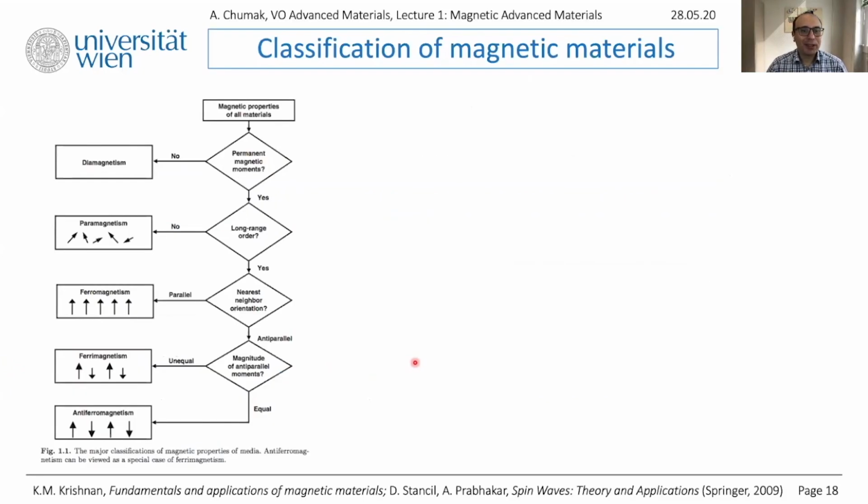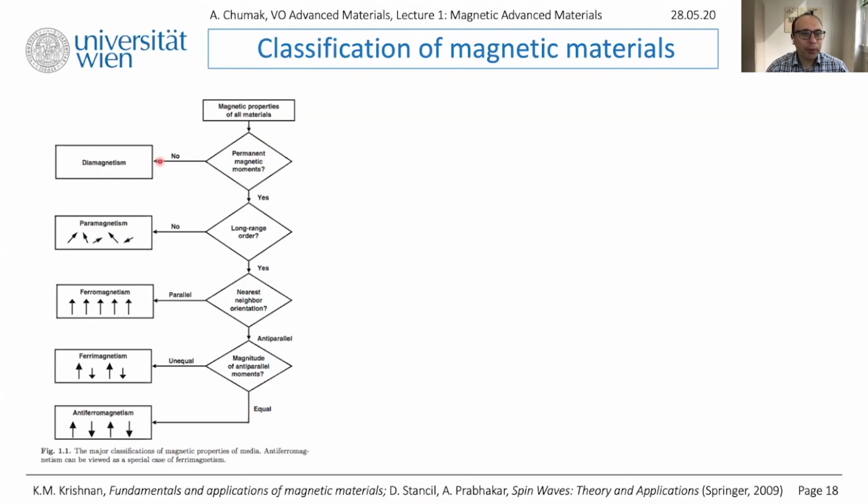I would like to start this part with this nice diagram. I took it from the book of Stancil and Prabhakar, a book on spin waves, where in the beginning they discuss the basics of magnetism. They give this nice procedure for how you can clarify what type of magnetic material you are working with. The first question you have to ask is whether there are permanent magnetic moments in your material.